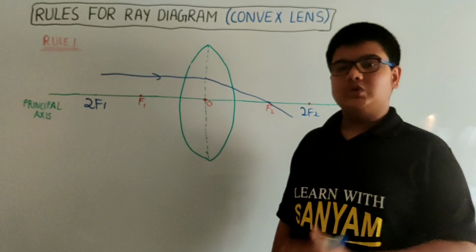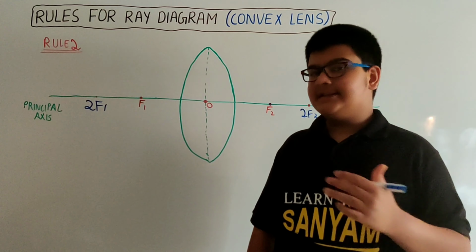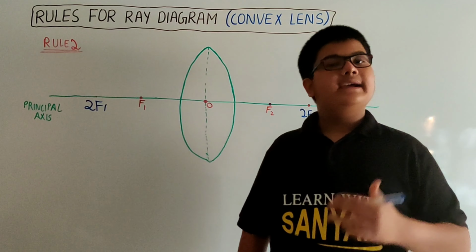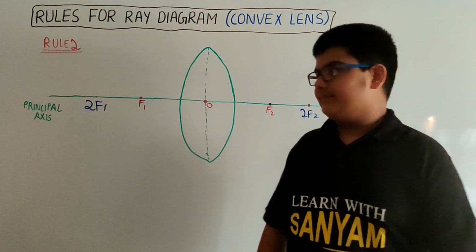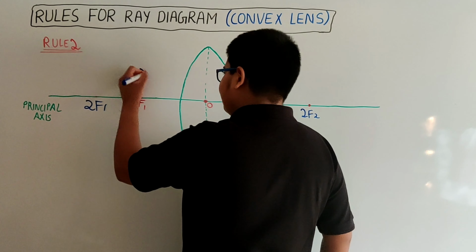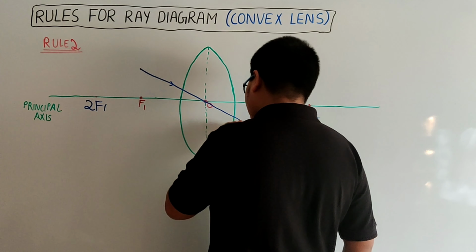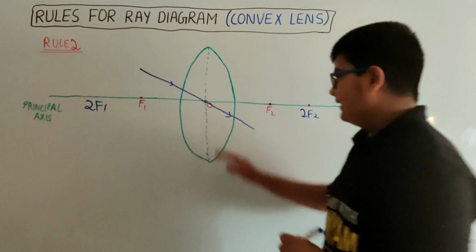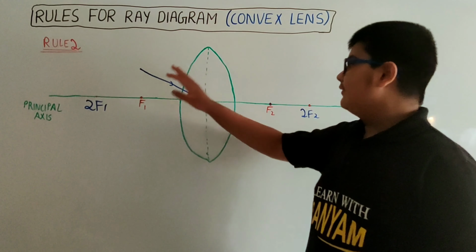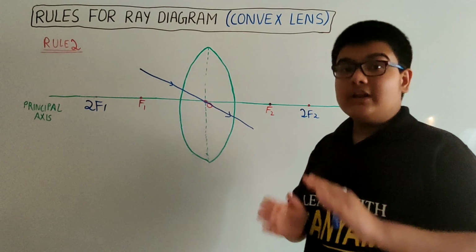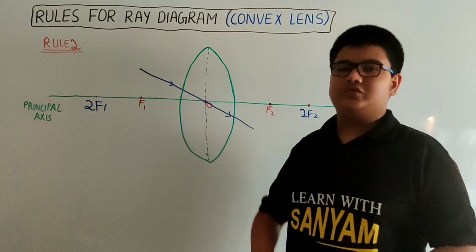Now let's discuss rule 2. The second rule says that if the incident ray passes through the optical center, then the refracted ray continues along the same path without showing any deviation. So if the incident ray is coming like this and passing through the optical center, then it will continue on the same path without showing any deviation. In this case, you can see that no refraction is taking place, no bending is taking place, it is continuing on the same path. This is our rule 2.